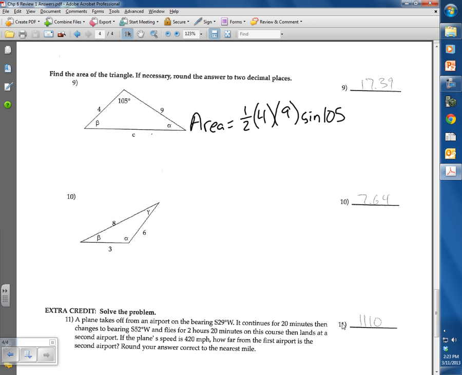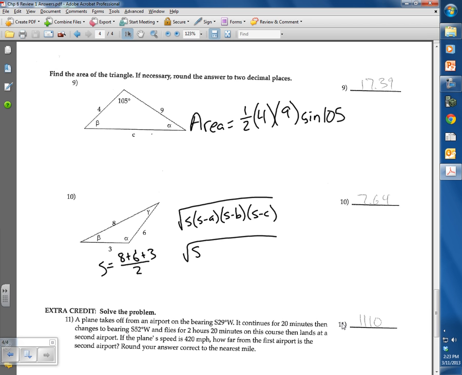And for our last one here, we're going to use Heron's formula. S minus A, S minus B, S minus C. Find our semi-perimeter first. That's 8 plus 6, which is 14, plus 3, which is 19 over 2, so 8.5 times 8.5 minus 8, which is 0.5, times 8.5 minus 6, which is 2.5, times 8.5 minus 3, which is 5.5. Multiply them together, take the square root, you do get 7.64.